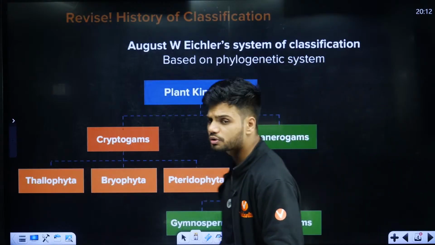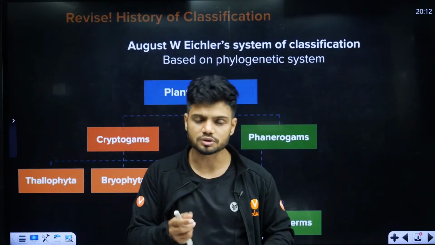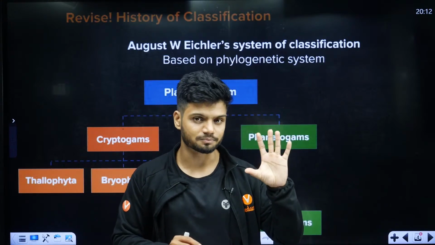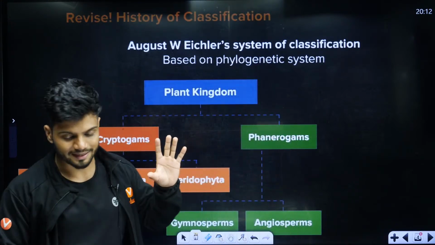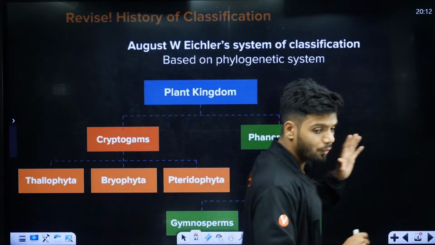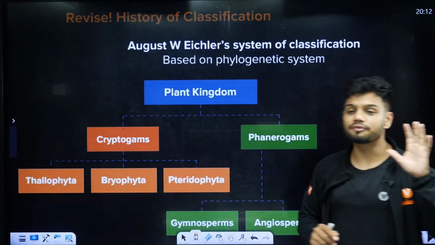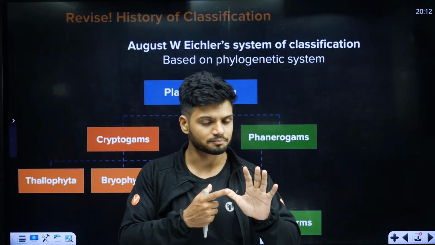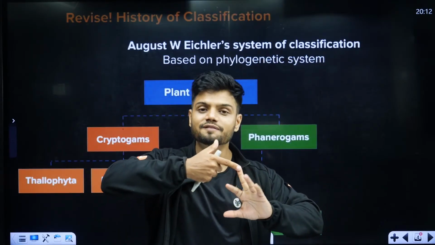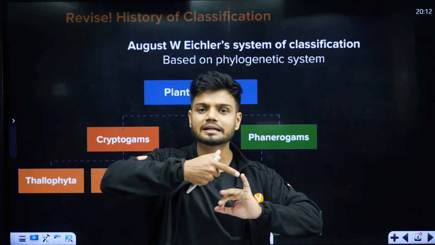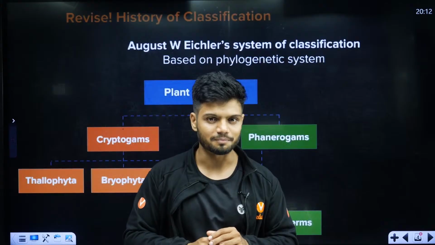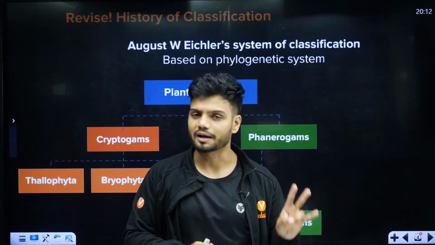Now students, if you look at the classification of plants, first of all there is something called the 5 kingdom classification. Students, can anyone tell me what is 5 kingdom classification? In 5 kingdom classification, what do we have? We have kingdom Monera, kingdom Protista, kingdom Fungi, kingdom Plantae and kingdom Animalia. We have 5 kinds of kingdoms. Among these, the plant kingdom is one.